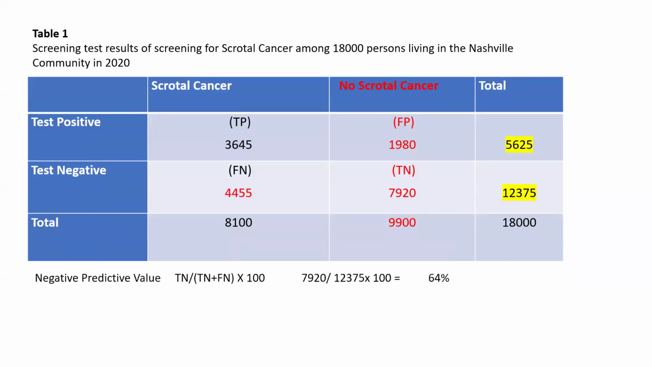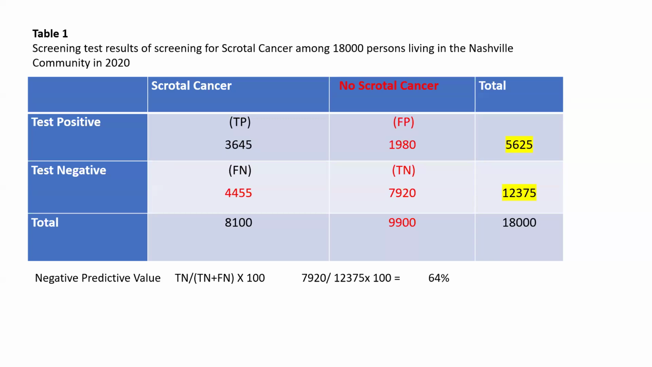So the negative predictive value we can calculate, and the table is displayed here. It has the values that we need, TN. It also has TN plus FN. TN plus FN is 12,375, and TN is 7,920. So in putting those in the formula, multiplying by 100, you would have gotten 64%.